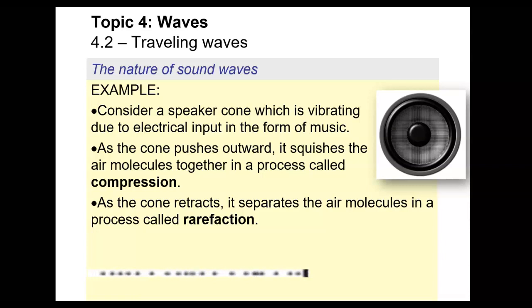If you were to think of these little dots here as the individual air particles, this is basically what you would see. This is a very simplistic model of a sound wave. And notice you can see in some places the dots come close together, that's a compression, and in some places they spread apart, that's a rarefaction.